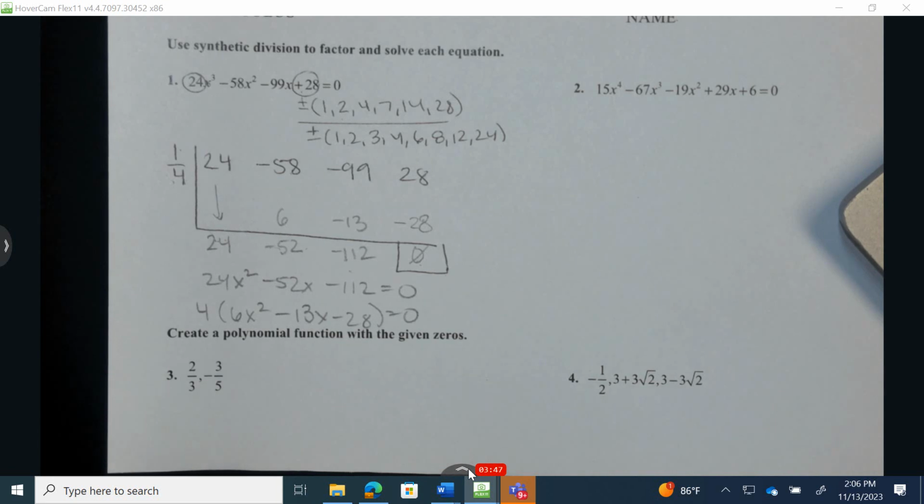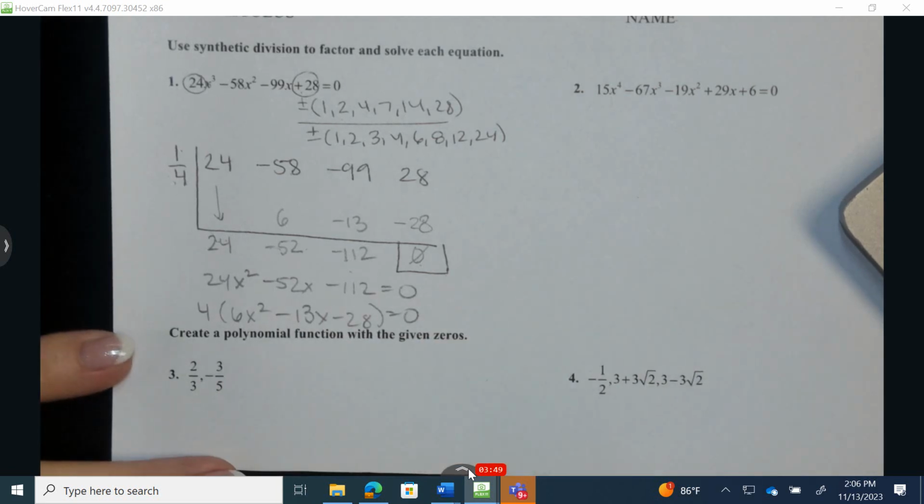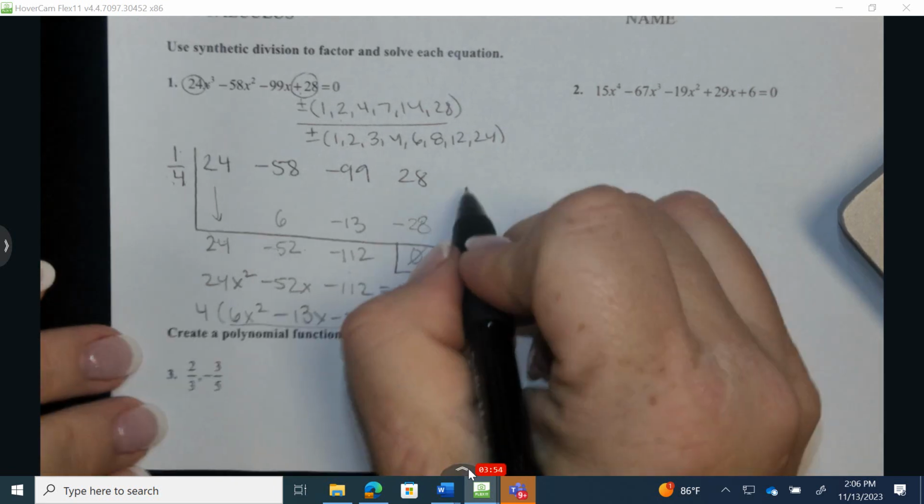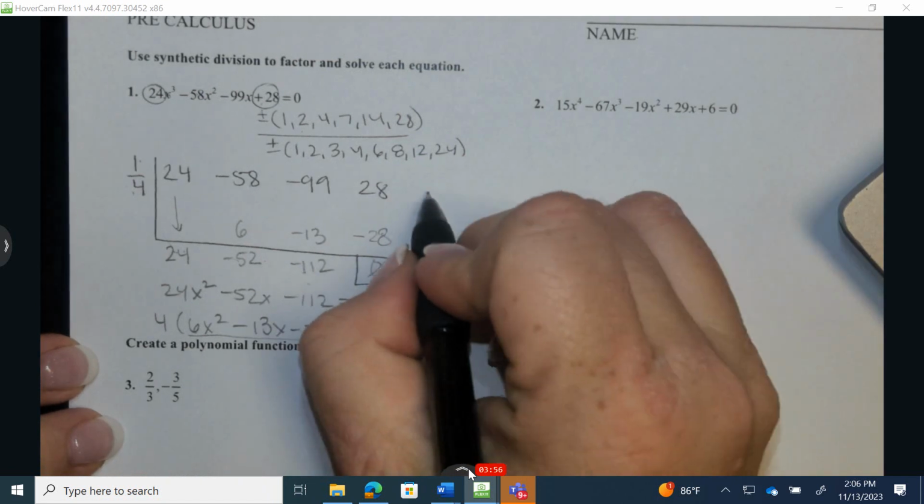That's really up to me and what I choose to do. These look like pretty big numbers. I don't know if I can factor this, and I could take time in trying. I think I'm going to just jump right into the quadratic formula.